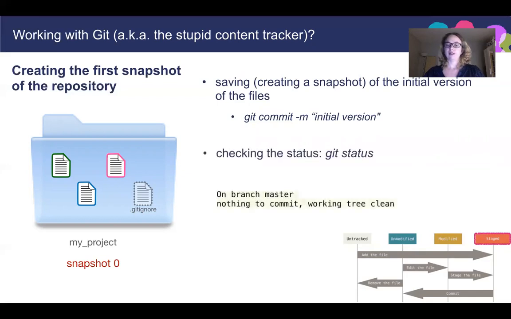So again, let's check the status. You see that this time it's much shorter. It's telling you that you are on branch master and there's nothing to commit, working tree clean. So what does it mean? Basically it means that we moved all files from staged to unmodified, and there are no new files or any other changes. That is what "working tree clean" says. So the first snapshot has been created.